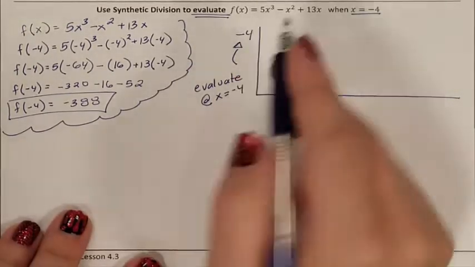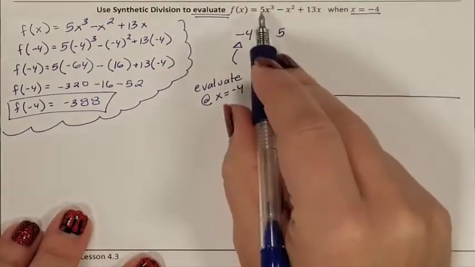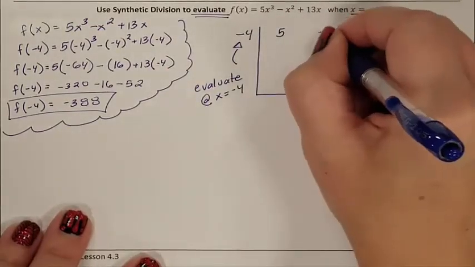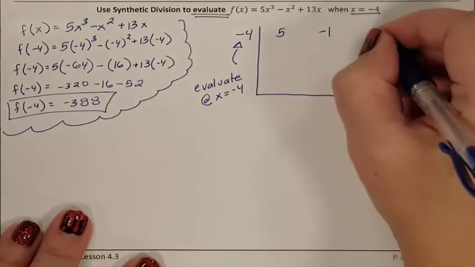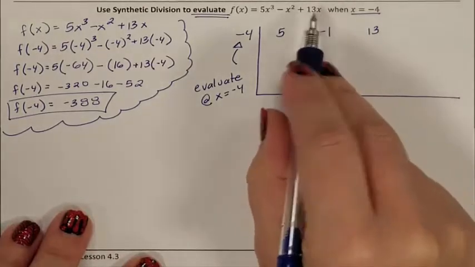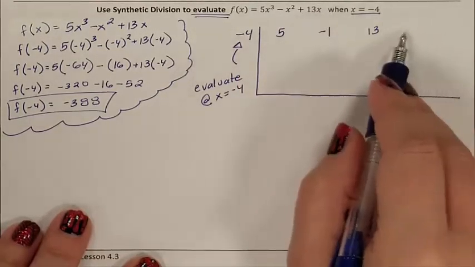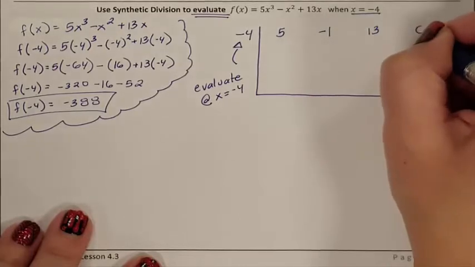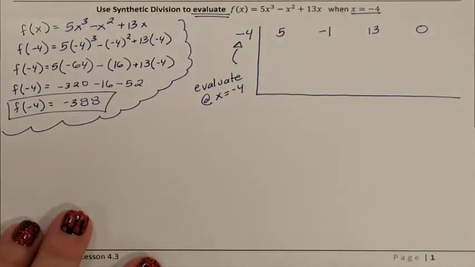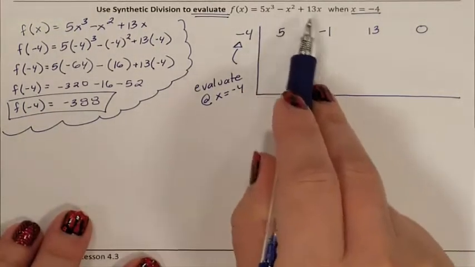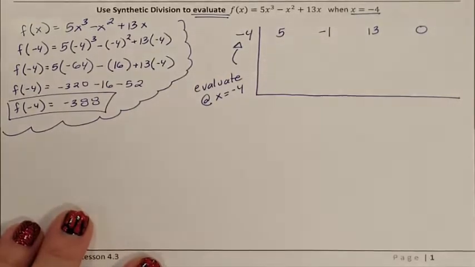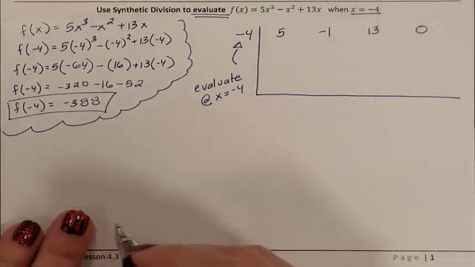So exponent 3, there's my 5. Exponent 2, there is my -1. Exponent 1, there is my 13. I need a 3, 2, 1. I need the coefficient that represents the none, and so here's my 0 to represent the none for exponent. So 3, 2, 1, and then my none. And we're going to solve it just like you did synthetic division.